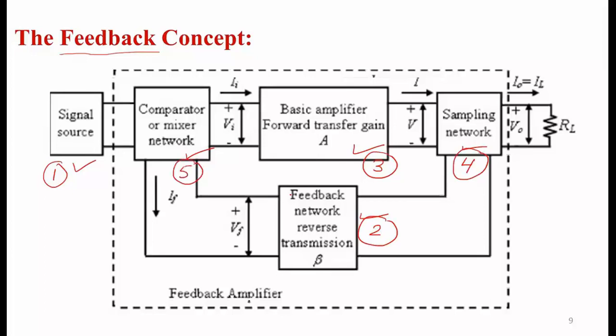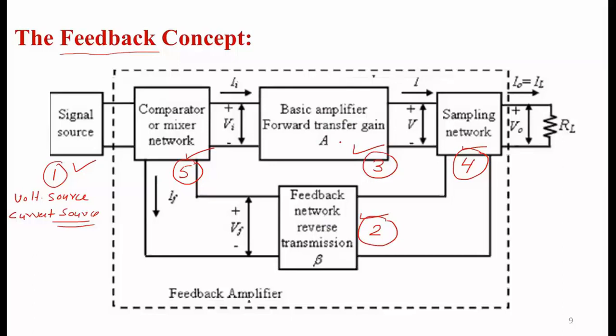Let's discuss each one of these blocks. Number one, the signal source. The signal may be a voltage source or a current source, as we have discussed earlier also. And this is the feedback network through which we connect the sample of output to the input, and this is called the feedback network. Next is the basic amplifier.